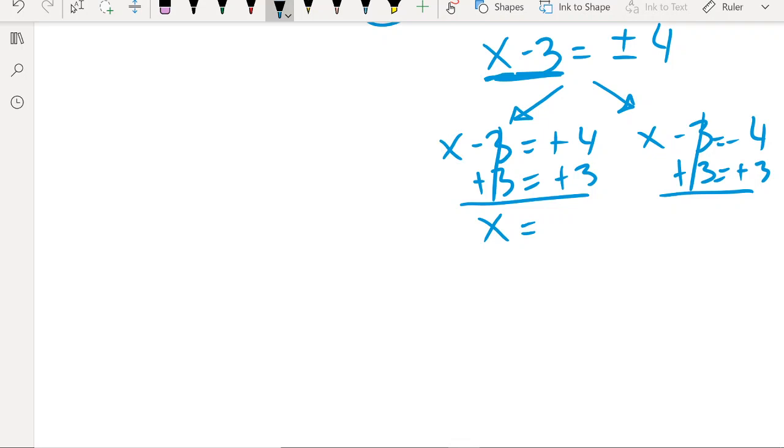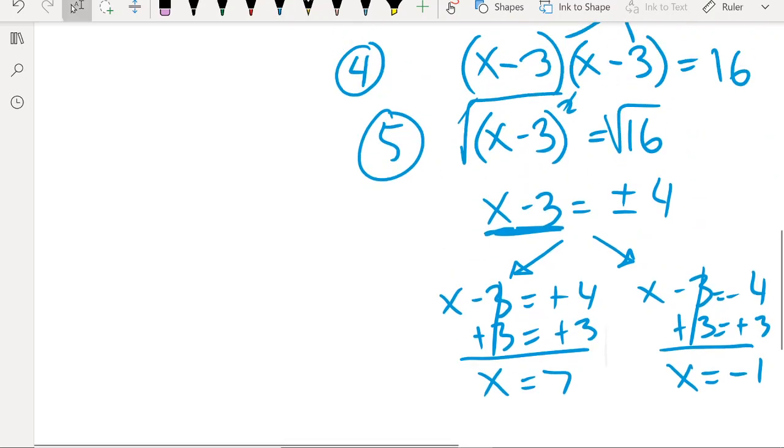Okay, so all I just did while I was chatting was adding 3 to both sides. So I just added 3 to both sides in both equations. So then I have x equals 7, right? 4 plus 3. And then over here, careful with your negatives. Negative 4 plus 3 is the opposite of 4 minus 3, which would be negative 1.